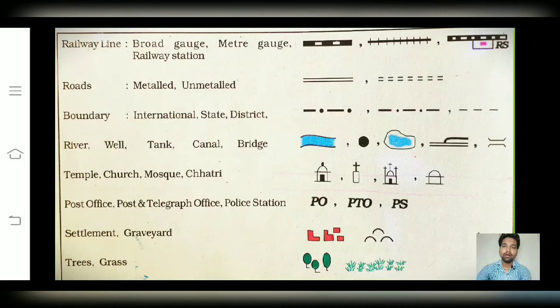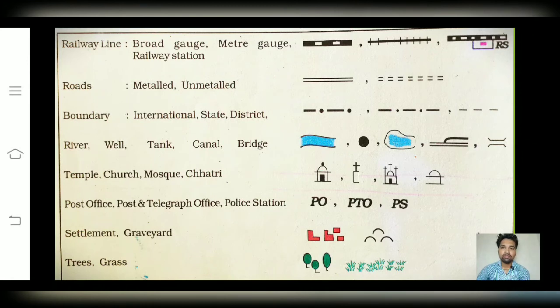Friends, here a small chart is given and we will see it one by one. For example, the railway line: we know that there are three types of railway line. If we go to the railway track and we have to recognize which type of railway track this is, then we have to know the symbols. Here, successively, broad gauge, meter gauge and railway station are given. So the symbol is given there, and with the help of symbols, you may easily understand the map.